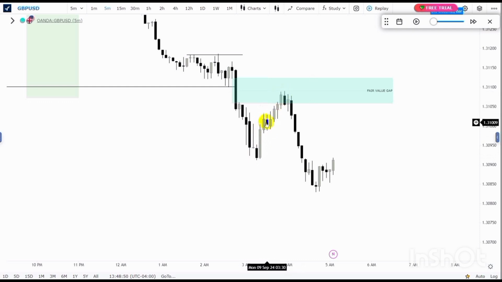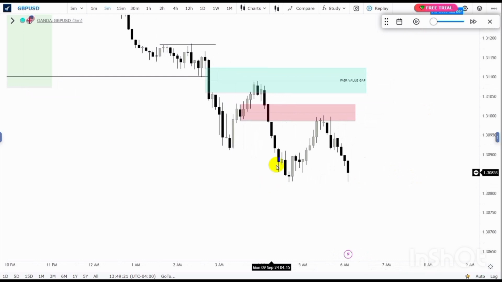So this could serve as the mitigation block. So we could see price return, because you can see we have inefficiency. So price may return to fill the inefficiency, drop to the downside before we have the push of price again to the upside. So we're going to identify this block that price actually violated, because this is a demand zone, and now we can see price broke through it. We have inefficiency there. So let's play price to see.